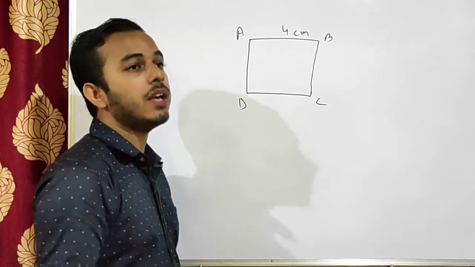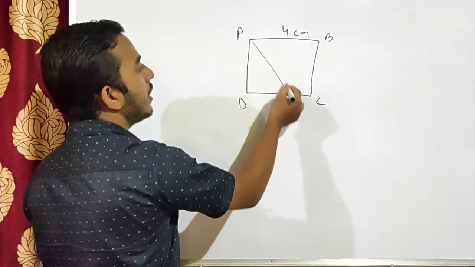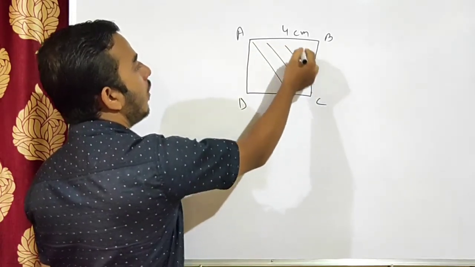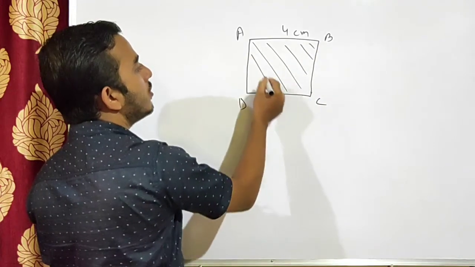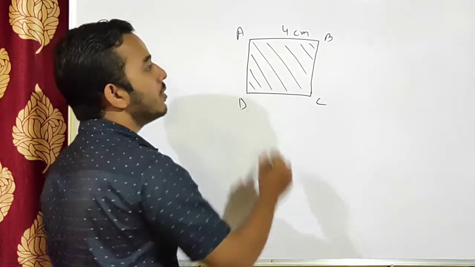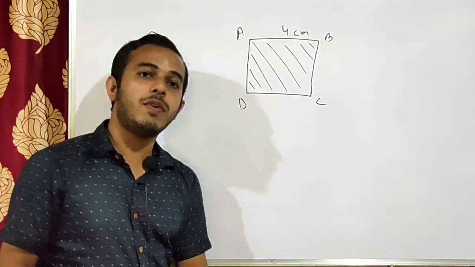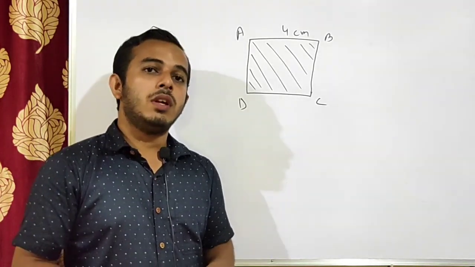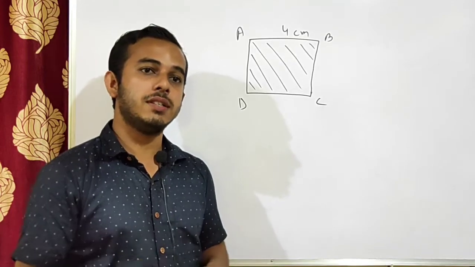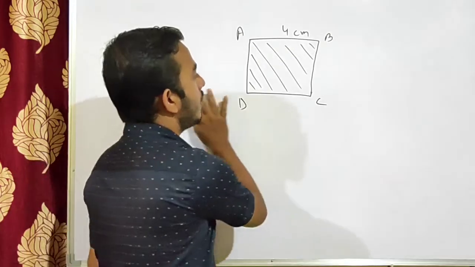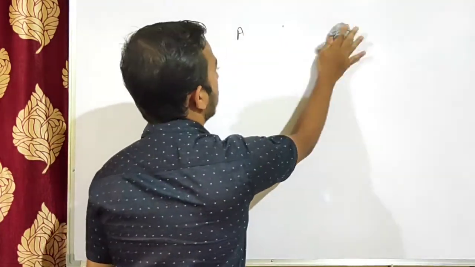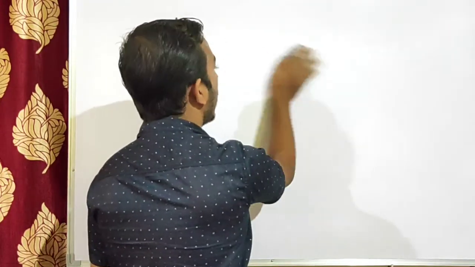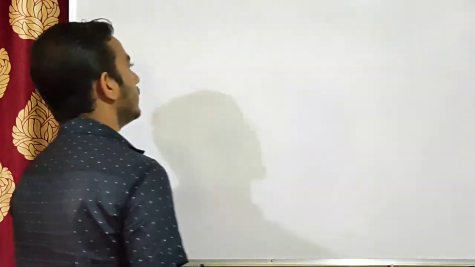Now what is area? Area is this region, the inner region of the boundary. The inner region of the boundary is known as area. So how to find area? For finding area also we have certain rules and we shall discuss them now. So now let's first discuss the area of a triangle.